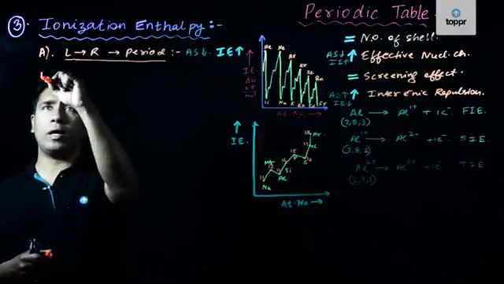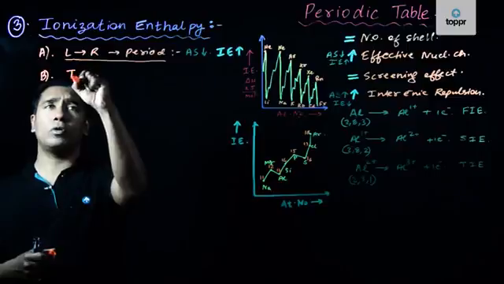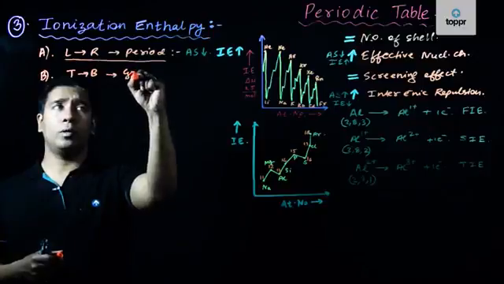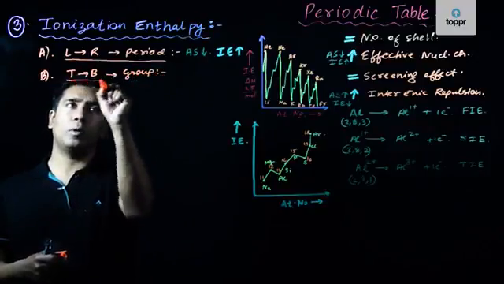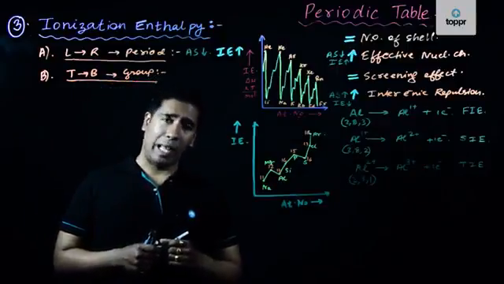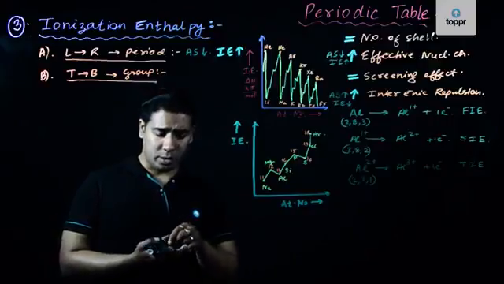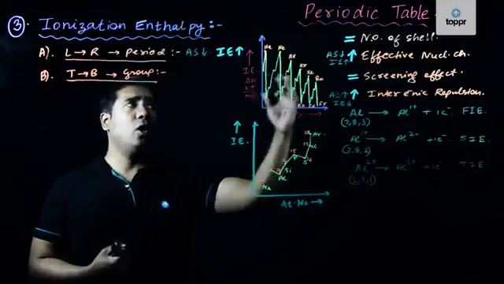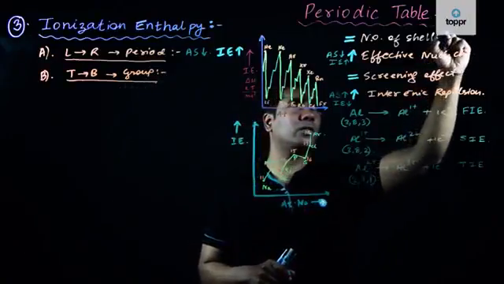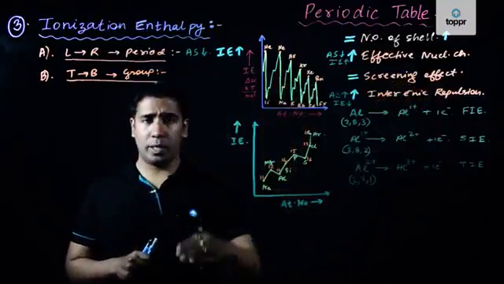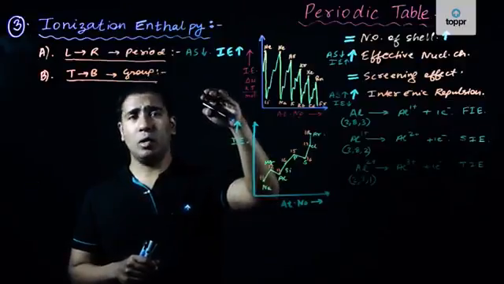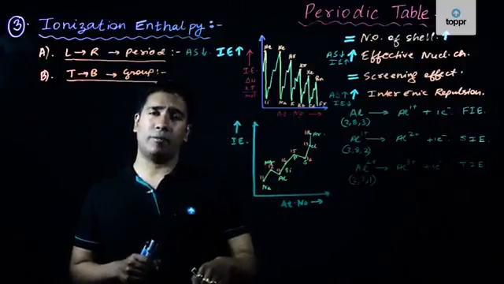Right now, let us look at what happens as we go from top to bottom in a group in the periodic table. The number of shells keeps on increasing. So let's write down what happens in this specific case. The number of shells increases as we go from top to bottom in the periodic table, because the number of shells in the case of lithium is 2, whereas the number of shells in the case of francium is 7.